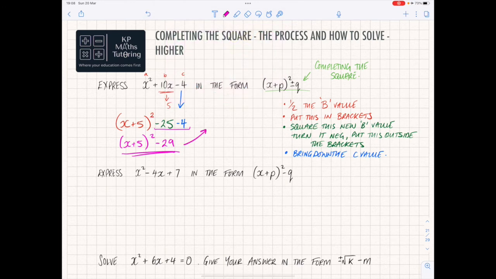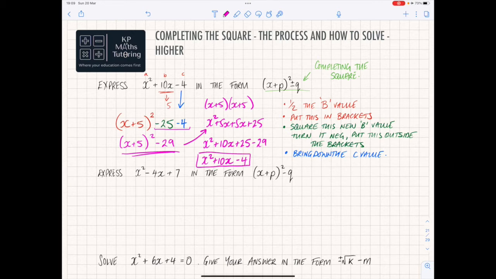So taking that, I can say x plus 5 all squared is the same as doing x plus 5 brackets x plus 5. So that would give me x squared plus 5x plus 5x plus 25, which when I tidy that up becomes x squared plus 10x plus 25. And then we've obviously got this minus 29 as well. So x squared plus 10x and then 25 minus 29 gives you minus 4. So when I go through the process of expanding it all, I end up with the original expression that I had up here, x squared plus 10x minus 4.